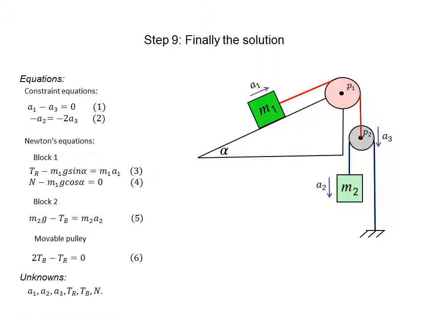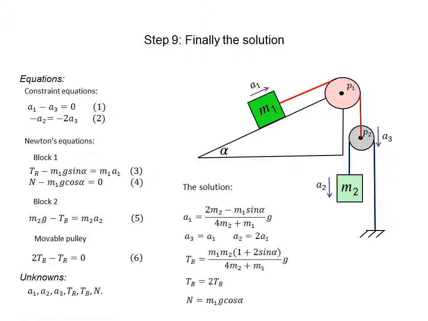Step 9. Finally the solution. After some calculations we obtain. If the value of an acceleration is negative, its direction is opposite to that of the drawing.